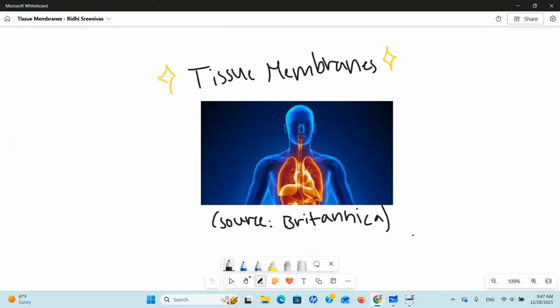Have you ever thought about what protects your organs, controls what enters your body, and blocks harmful pathogens? Well, that's the role of tissue membranes, and that's what we're talking about today.